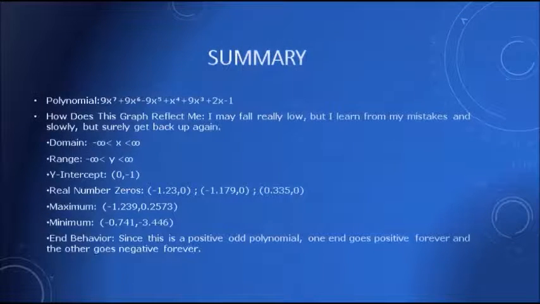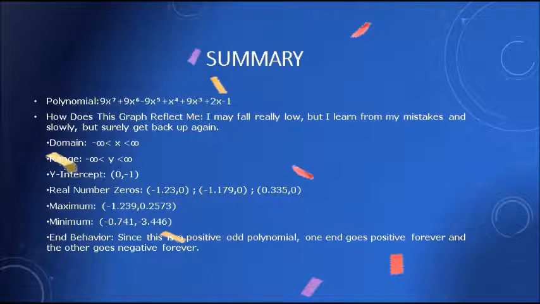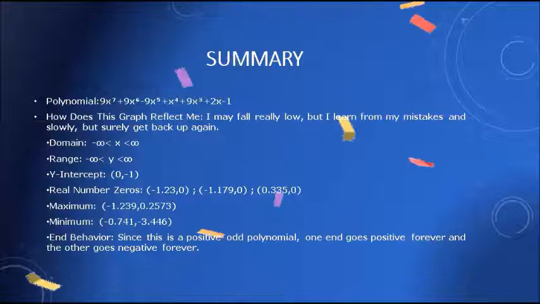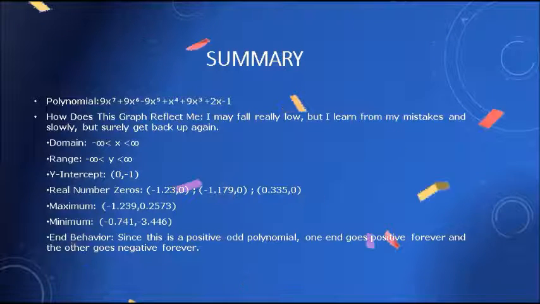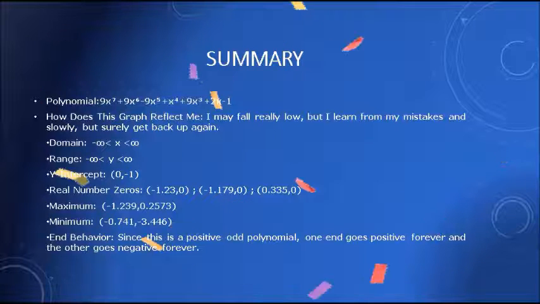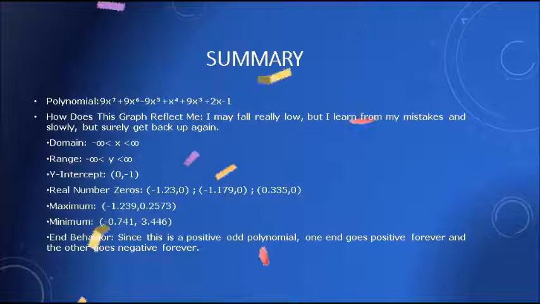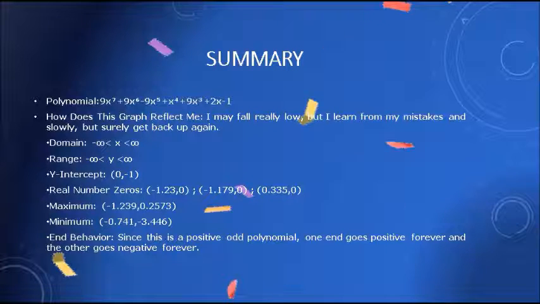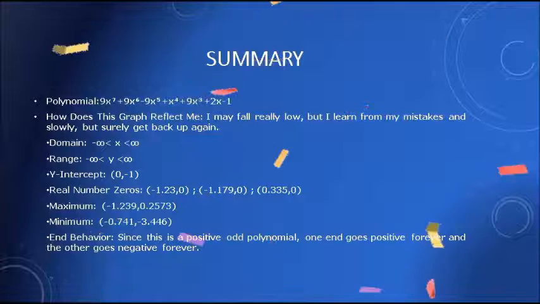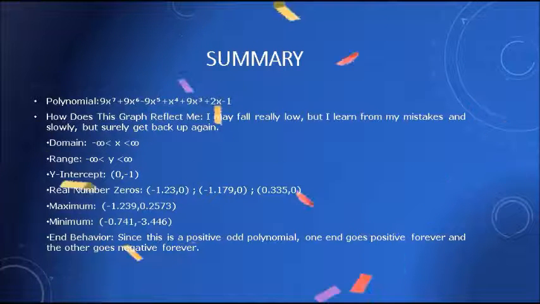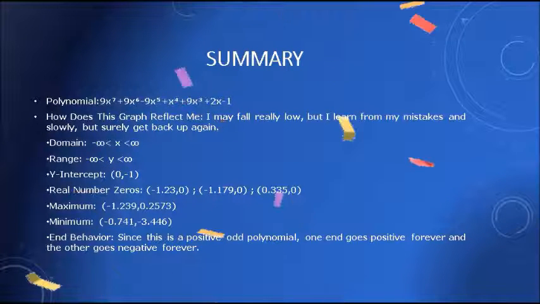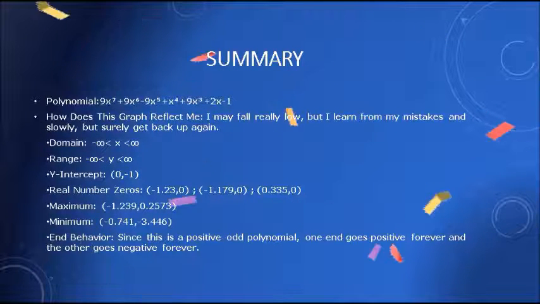So as a summary, this is my polynomial, and this graph really reflects me because even though I may fall really low sometimes, I learn from my mistakes and slowly but surely I get back up. As the domain and range of this polynomial, I found that they were both from negative infinity to positive infinity, or all real numbers. I only found one y-intercept and 3 x-intercepts, or zeros, and this graph only had one maximum and one minimum. For the end behavior, since it was an odd polynomial, they both went in opposite directions, and the end on the right went positive forever, and the end on the left went negative forever.